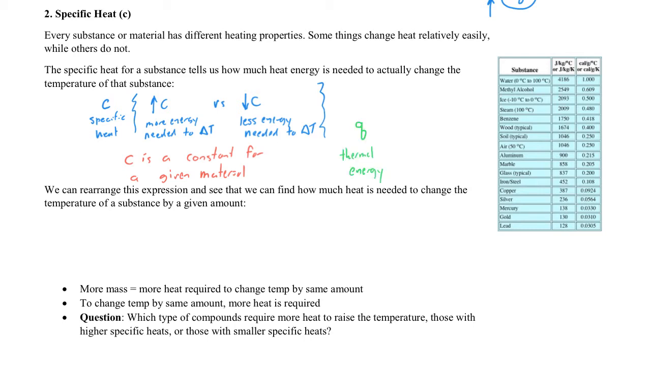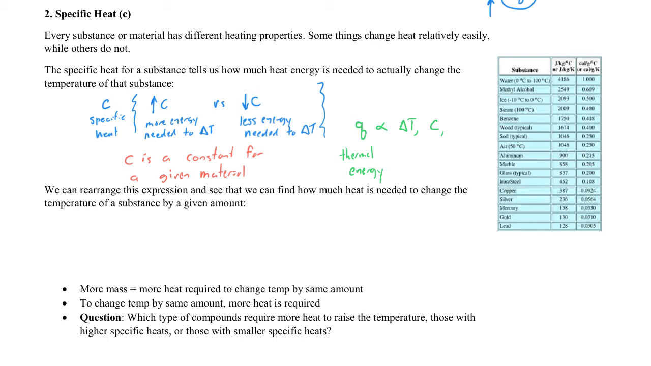The energy, or Q, necessary to change the temperature of a substance is directly proportional to that change in temperature. We also know that the energy necessary to change the temperature of a substance is also directly proportional to its specific heat. Now, what else do we need to take into account when we're changing the energy of a substance?